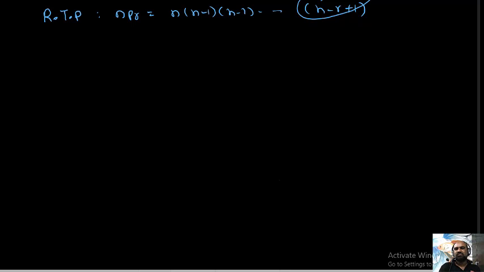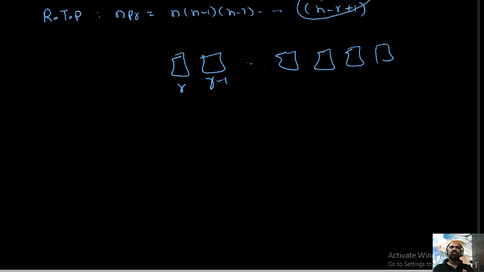So I can show. For example, these are the R blanks. This is first blank. This is second blank. Third blank. Fourth blank. R minus 1th blank. Rth blank. Now I want to fill with the n distinct elements. First blank I want to fill. How many ways? N ways I can fill the first blank, using any n.